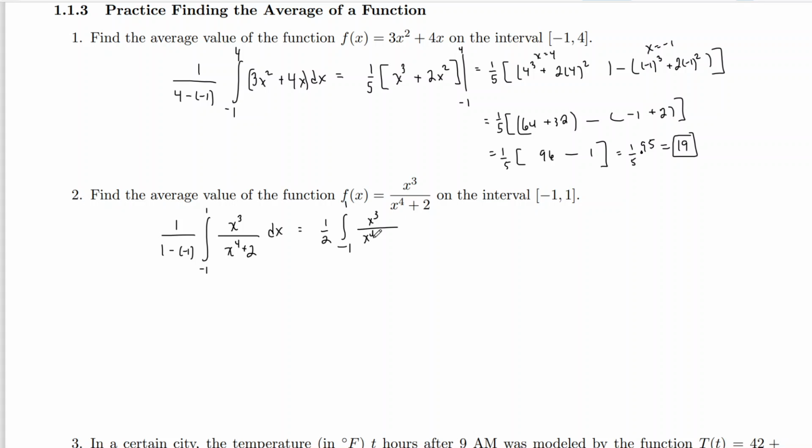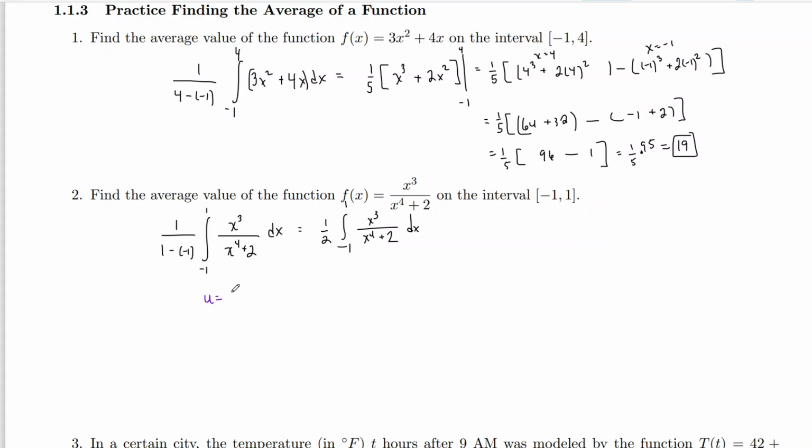Now the question is, how do we integrate this? Oops, don't forget my dx. It has been a while since we've seen a substitution problem just because they weren't really popping up in the other applications, but it definitely is popping up in this one because we don't have a formula or a rule for integrating a fraction. That means we need substitution.